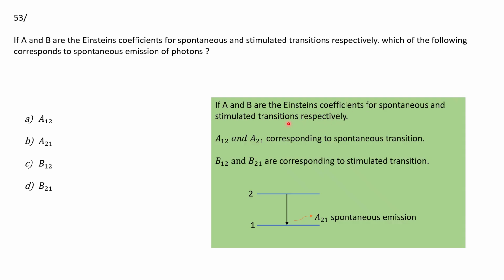Okay, so if A and B are the Einstein coefficients for the spontaneous and the stimulated transition respectively, that has already been given in the question, A12 and A21 correspond to the spontaneous transition, and B12 and B21 are the stimulated transition. Okay, so if the transition happens from 2 to 1, then A21 will be the emission. If the transition happens from 1 to 2, then this will be absorption, and that's why here A21 will be the spontaneous emission and option B will be the correct answer.